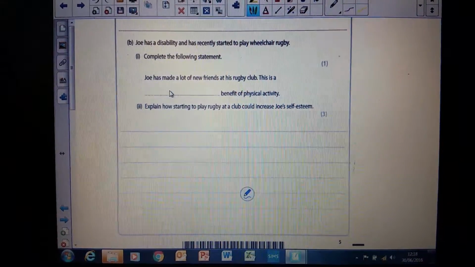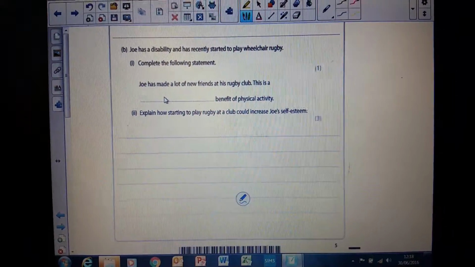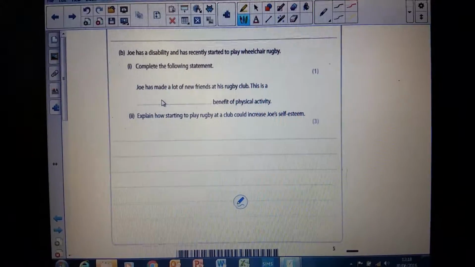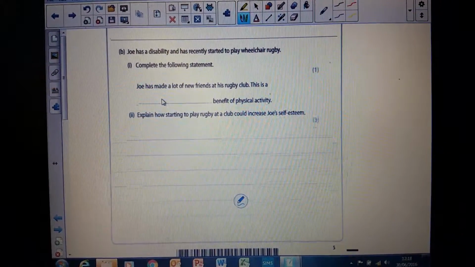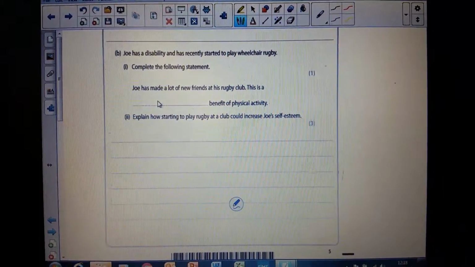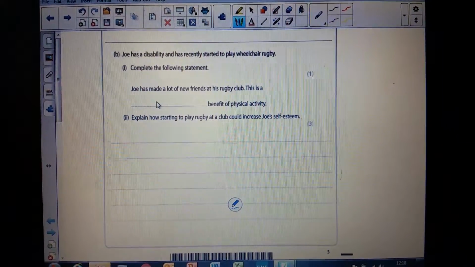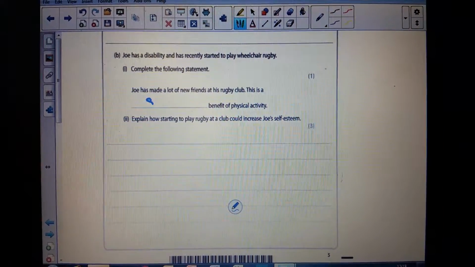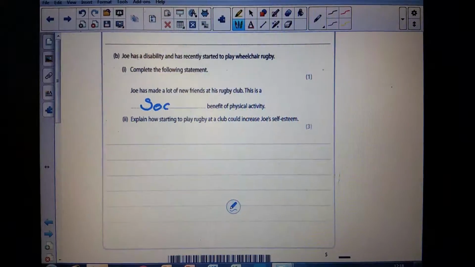So we're going to be looking at B2 on this question, but before we attempt that we need to have put an answer in that's going to allow us to answer B2 in B1. So Joe's made a lot of new friends at his rugby club, and I think I'm going to put a social benefit for this one, or physical activity.